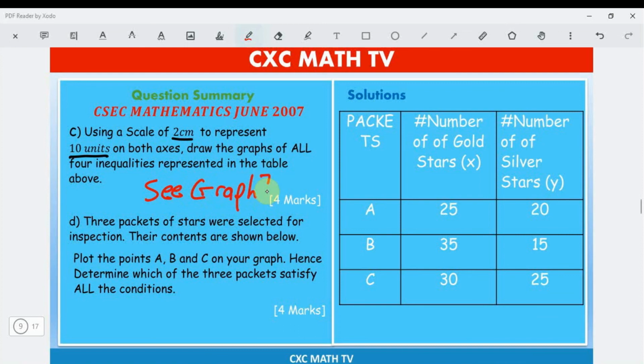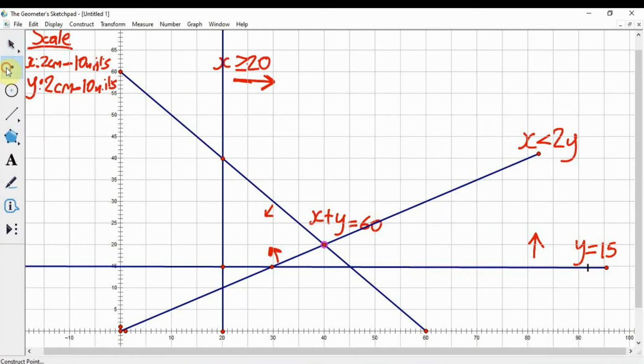Now part D, let's hear what they say. They say 3 packets of stars were selected for inspection. Their contents are shown in the table. Plot the points A, B, and C and determine which of the 3 packets satisfy all conditions. So packet A, the number of gold stars is 25 and the number of silver stars is 20. In other words, A is the point (25, 20). X is 25, y value 20.